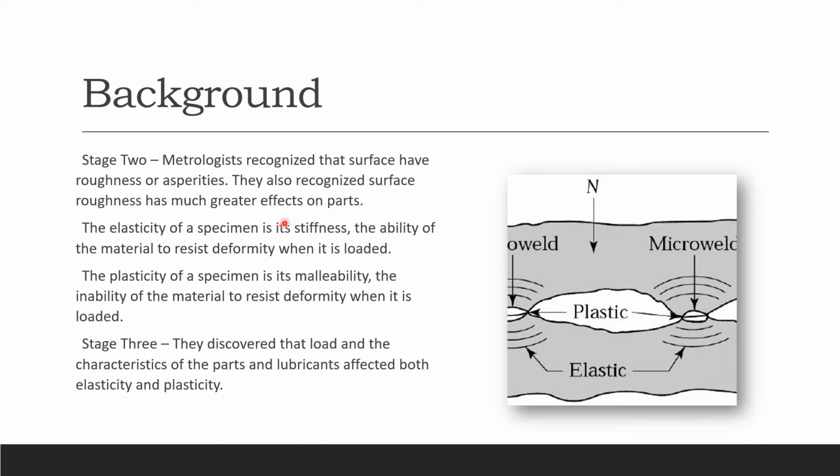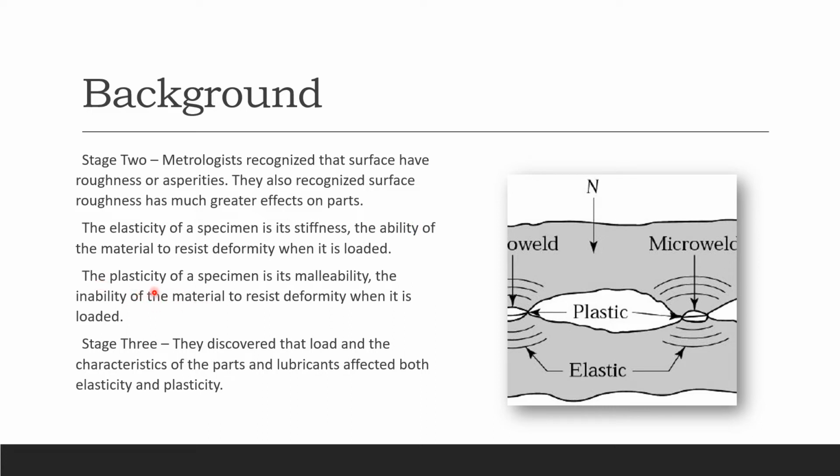They also recognized surface roughness as having much greater effects on the parts. When we do manufacturing, the roughness on the surface is going to affect the parts. So we have to really get into the surface in order for the parts to press together or mate together. The elasticity of a specimen is its stiffness, the ability of the material to resist deformity when it is loaded. So being elastic is being resistant to deformity when it is forced by something.